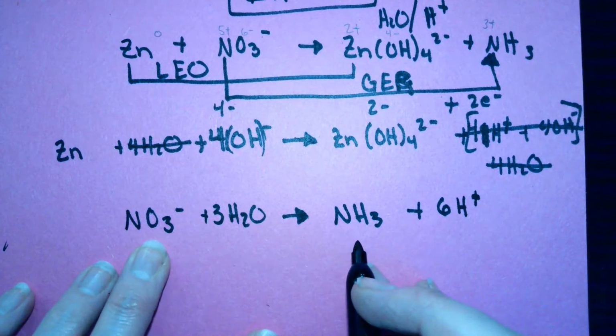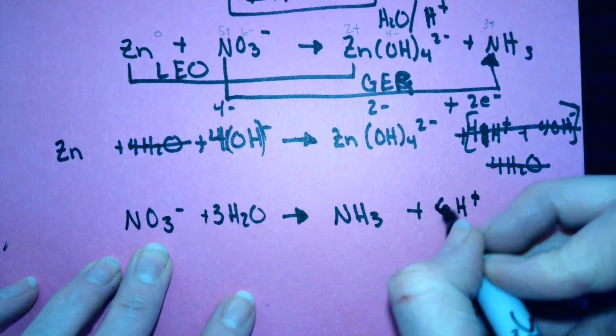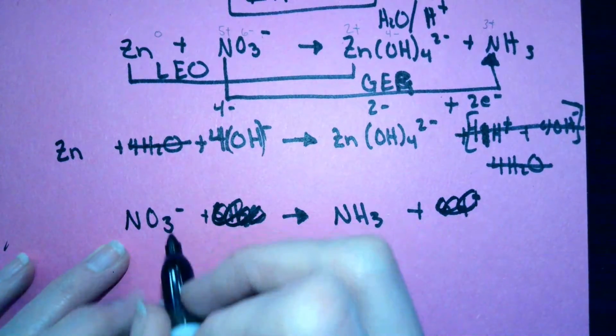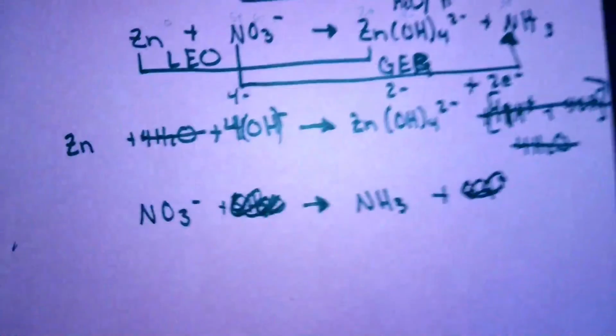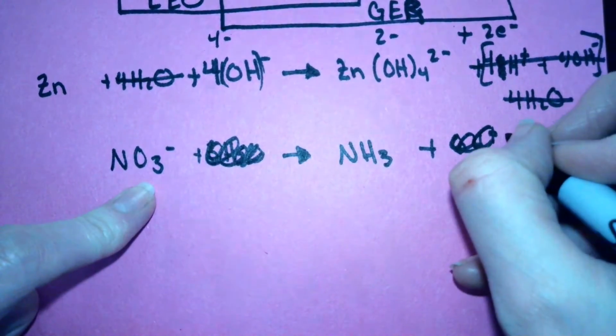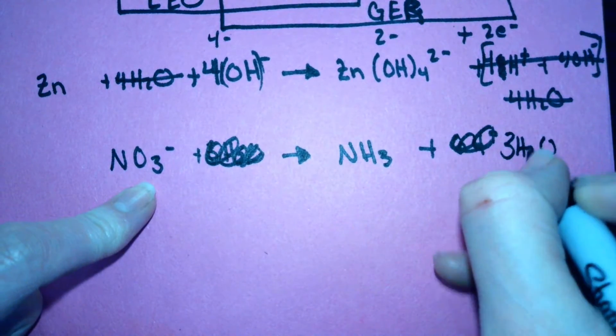I feel like I'm missing something. Oh, I went backwards. Oh my goodness. Please tell me you didn't do that with me. Please tell me you're saying, what on earth are you doing? I have 3 oxygens here, so I have to put 3 H2O over here. Now I have 3 hydrogens times 2, so I put my 6 H+ over here.